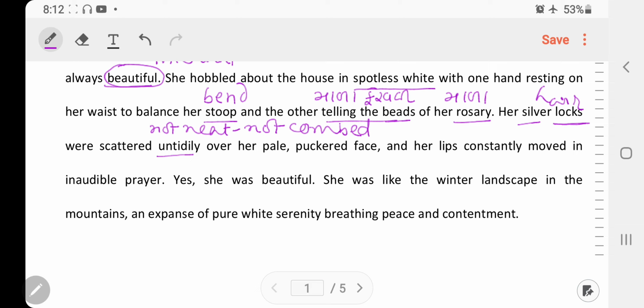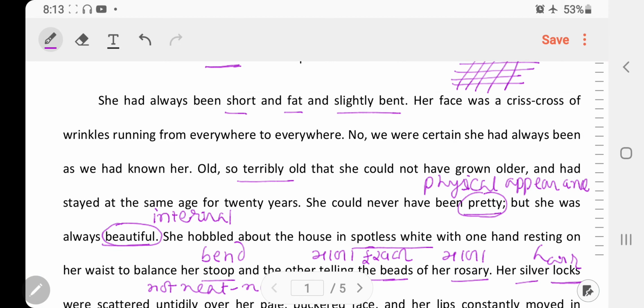Expanse of pure white serenity. Expanse, you understand? The expanse, that means the expanse of the land. જમીનનો જે વિસ્તાર હતો એ કેવો હતો? With pure serenity. Serenity means peace. એકદમ શાંત. Breathing peace and contentment. Contentment, you understand? સંતોષ જેને આપણે ગુજરાતીમાં કહીએ ને તે સંતોષ. Once you look at the face of this grandma, you can feel she is breathing peace and contentment. She is very serene, very peaceful. Yeah, she was extremely beautiful. So this is the description of the physical appearance of the grandma.